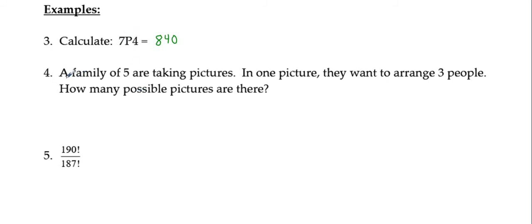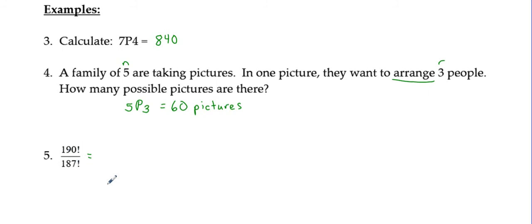Here's a word problem example. A family of 5 is taking pictures. In one picture, they want to arrange 3 people. How many possible pictures are there? That is an nPr situation, not an n factorial, because you are not arranging all the people. So in this case, n is equal to 5 and r is equal to 3. So that's 5P3, which is equal to 60 pictures.